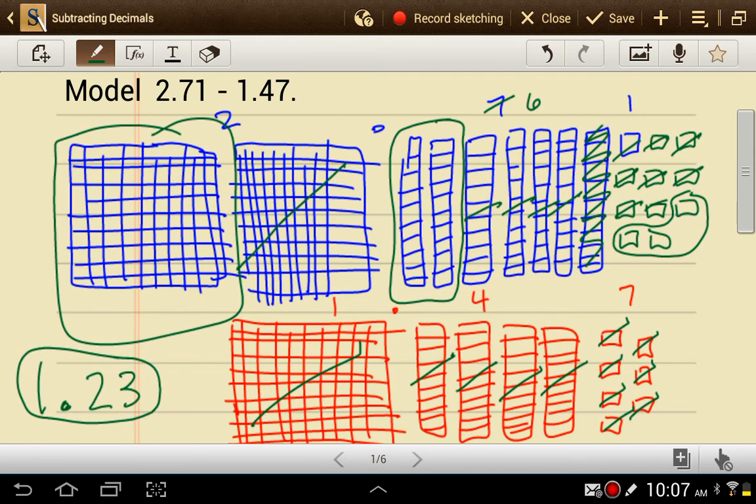Okay? And that's how we can do this using modeling. I could do the same thing for adding by combining them and then putting them into groups. Okay? If you need to finish copying that down, go ahead. And I'm going to move on to my next slide.